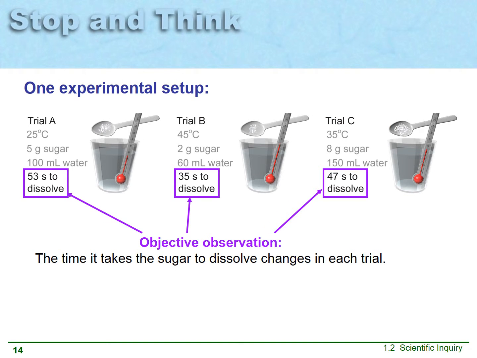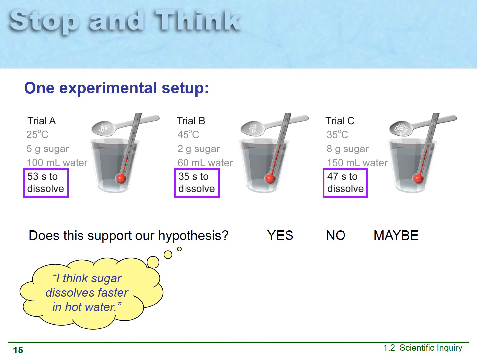Here is an example of an experimental setup. We see 3 different trials with 3 different amounts of sugar and 3 different amounts of water. We observe that all 3 trials resulted in different times for the sugar to dissolve. We see that the shortest amount of time recorded is in the hottest water. However, is this conclusively supportive of our hypothesis that sugar dissolves faster in hot water?